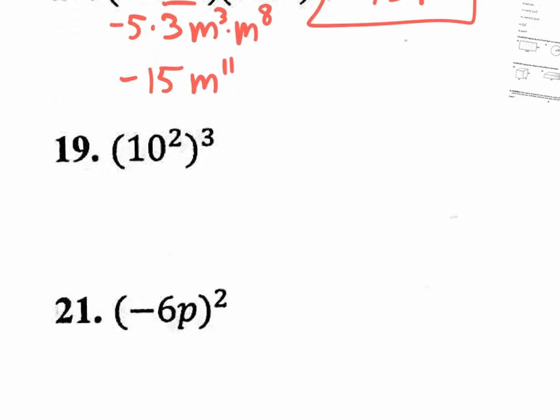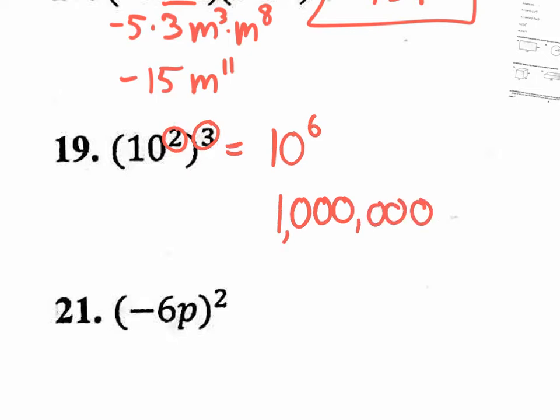Number 19, right here we have a power to a power. So we could say 2 times 3 is 6. So in exponential form, your answer would be 10 to the 6th power. Okay? Now, whenever you can simplify something, you should. So in other words, right here you're supposed to do 10 times 10 times 10, 6 times. It ultimately is going to be a 1 with 6 zeros.